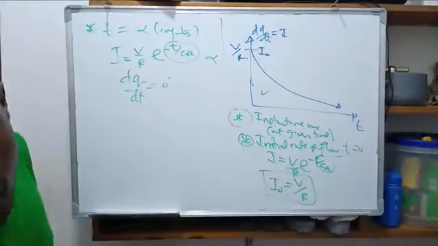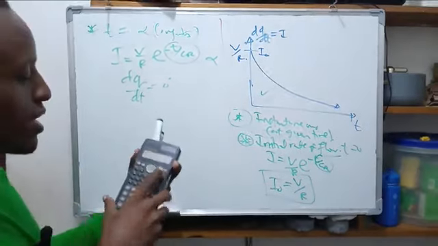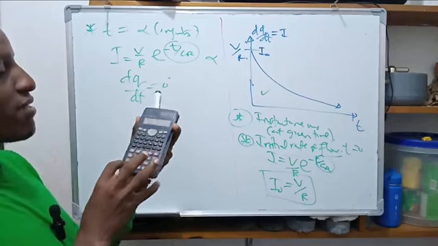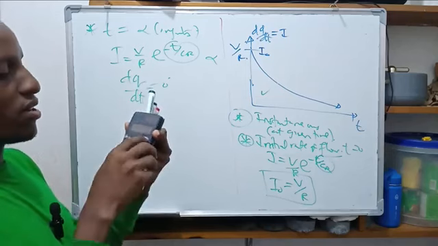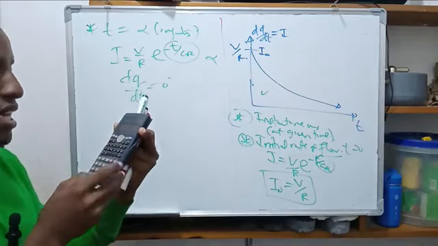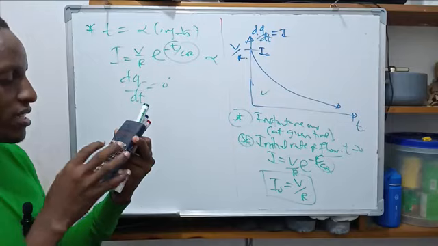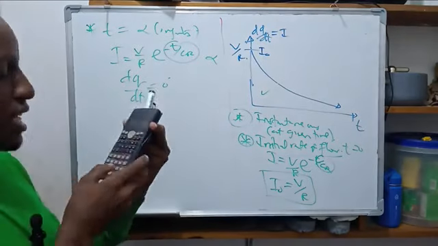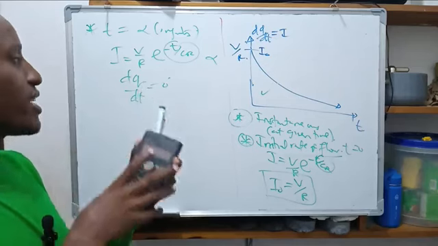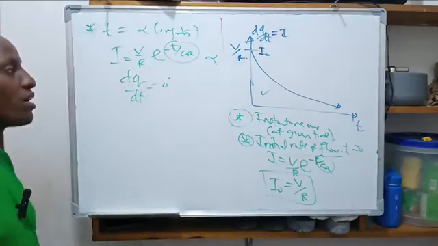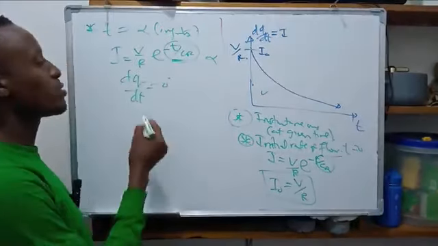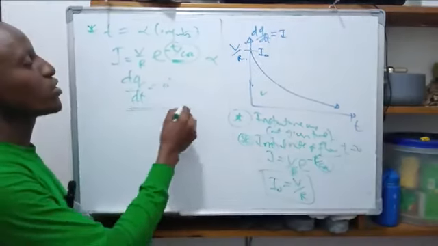Even on the calculator, when you put a very large number, it always gives you 0. So the rate will be equal to 0 at infinity.